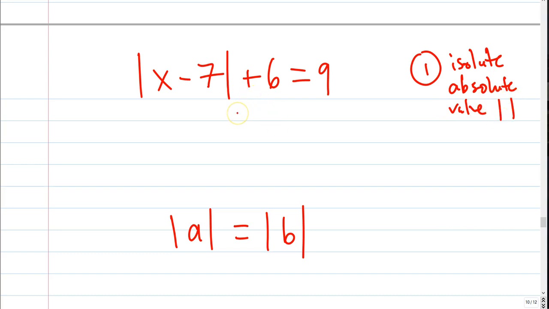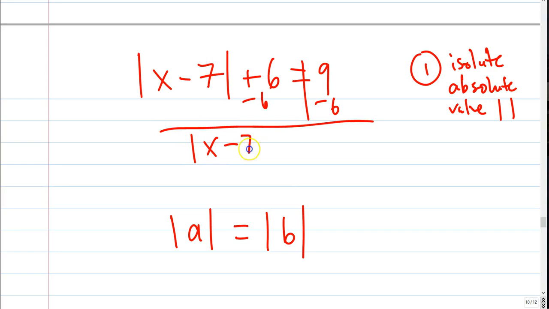Well, we got this plus 6 with it. Well, undo it. So now I have absolute value of x minus 7 is equal to 3. Some of you are like, oh, well, that was easy. Let's keep going and add the 7. You cannot do that yet. See, it's a matter of PEMDAS. We're doing inverse operations, and we have to deal with the absolute value before we can deal with what's inside there.